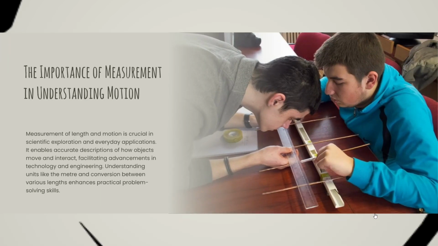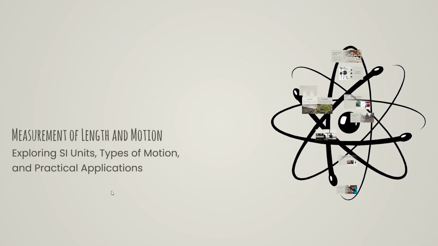Measure everyday objects, such as the height of a friend, using different units like meters and centimeters, and practice this in your daily life. Okay. So the importance of measurement in understanding motion is that it enables accurate description of how objects move and interact, facilitating advancement in technology and engineering. Understanding units like the meter and the conversion between various lengths enhances practical problem solving skills. So this chapter concludes. I hope you guys understood what I have said.